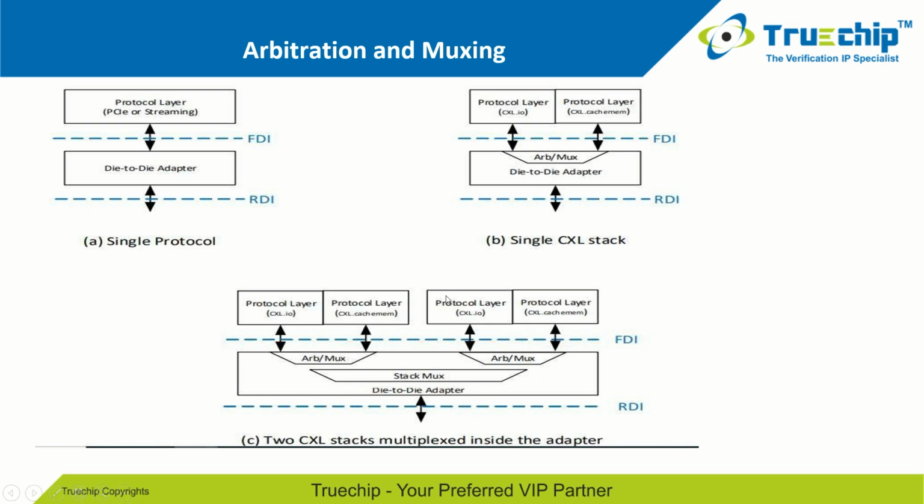Similarly, if the UCIe has multiple stacks and both the stacks are of CXL, then there will be 4 protocols, with each 2 protocols contained in a single stack. Then we can say that there will be 4 FDI interfaces that will be supported for different protocols.